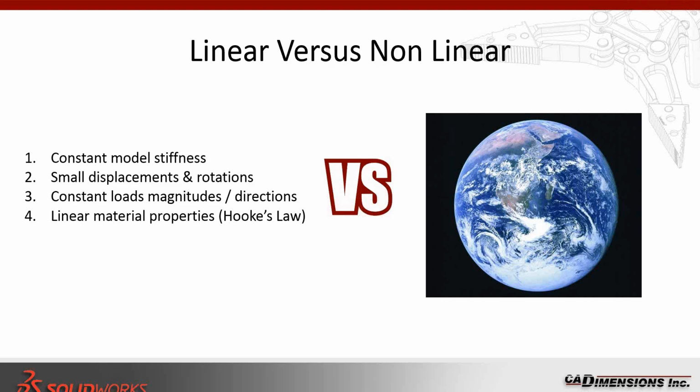Secondly, small displacements and rotation. Now, there isn't really a number that signifies small displacements and rotation. However, what signifies a small versus a large displacement is when the displacement or rotation is so big that it actually changes the stiffness of your model. Third is the constant load magnitudes and direction. So when you apply a linear analysis, your loads have to be constant, so you only have one type of load, and the load only moves in one direction.